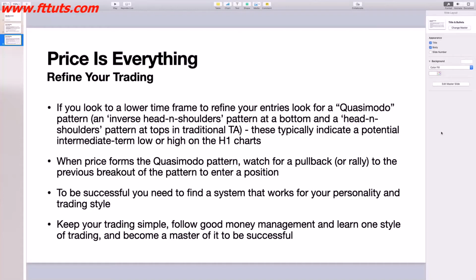To be successful, you need to find a system that works for you and your personality and your trading style. Remember to keep your trading simple, follow good money management, and learn one style of trading. I prefer this style of trading. I don't like to trade 5-minute charts, 15-minute charts, 20-minute charts. I don't like those short-term patterns.